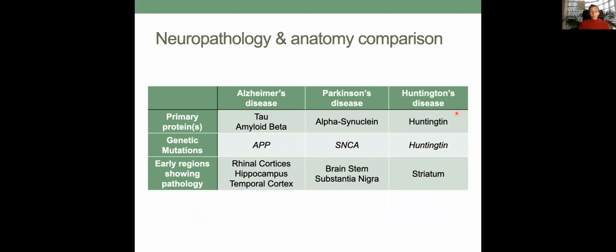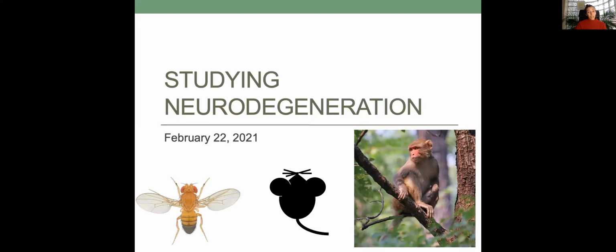To compare a bit of what we just learned, because we just learned a lot, here is a table that highlights the primary proteins, genes that when mutated are known to lead to these diseases, and brain regions that have pathology in early stages of diagnosis. In our next lesson, we'll review how we got to where we are in research and discuss different models that have led us to groundbreaking discoveries.